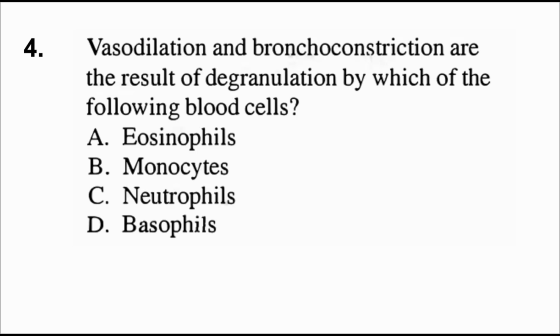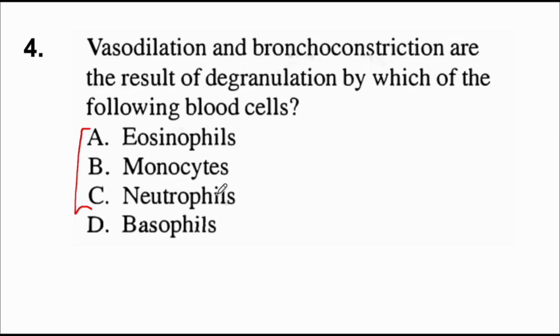Number 4. Vasodilation and bronchoconstriction are the results of degranulation by which of the following blood cells: A. Eosinophils, B. Monocytes, C. Neutrophils, D. Basophils. A, B, and C are incorrect. Why? Eosinophils, monocytes, and neutrophils are involved in inflammation.